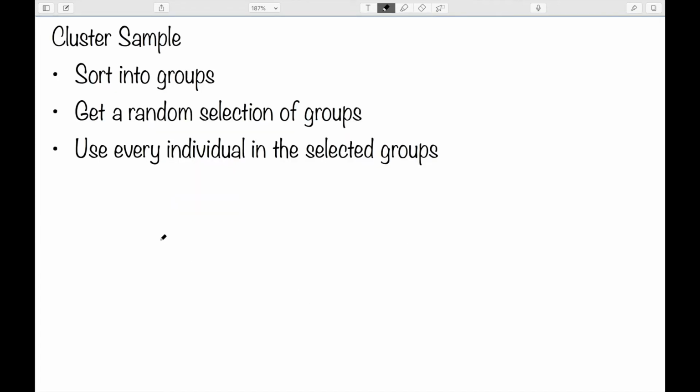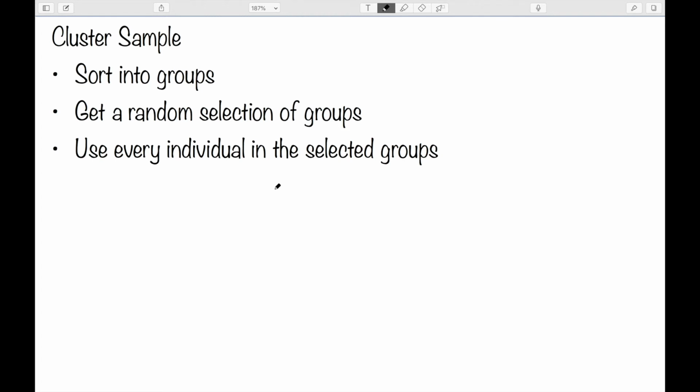Instead, that was an example of a cluster sample. For a cluster sample, we start by sorting my population into groups. We then get a random selection of the groups, and we use every individual in the selected groups. So this is what I just did. For a cluster sample, our groups are usually determined by something like geographical location. In my example before, it was determined by the rows of desks in the classroom. Our teacher then selected one of the groups and used every individual in that particular group. We did one row and selected every student in that row.